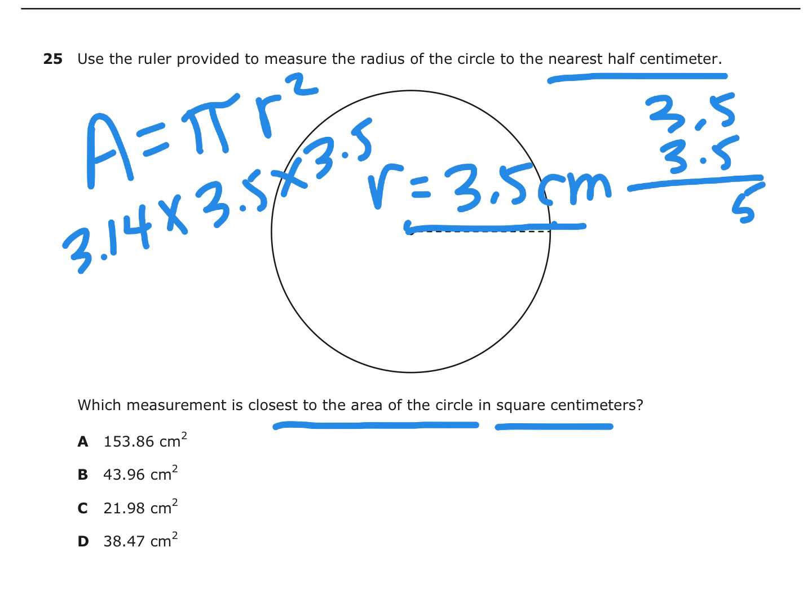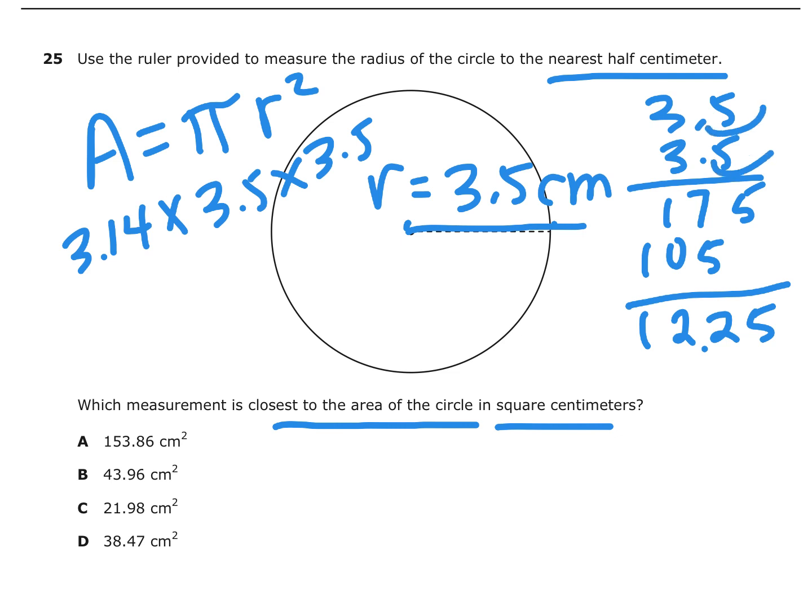5 times 5 is 25, carry a 2, 15 plus 2 is 17. 3 times 5 is 15, carry a 1, 9 plus 1 is 10. And then we're going to add these here. So we're going to have 5 here, 7 plus 5 is 12, carry a 1, that would be 2. If you move over 2 decimal places, it's going to be 12.25. That's r squared. 3.5 times 3.5 is 12.25.